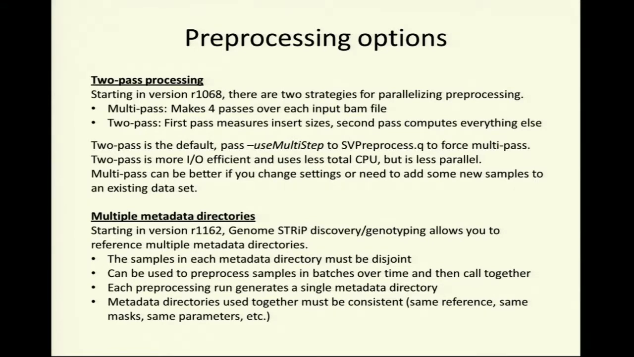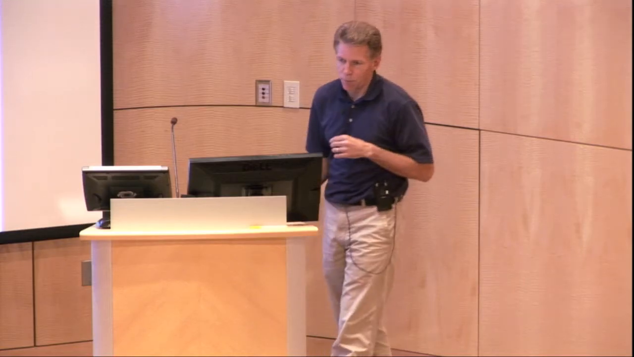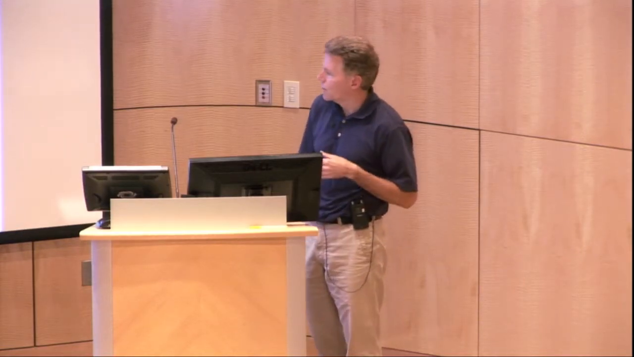Another new feature we've added recently is that you can now use multiple metadata directories. Each preprocessing run will create a single metadata directory. But if you wanted, for example, to preprocess your samples in batches and then combine all those batches for discovery and genotyping, you can simply pass multiple metadata directories in. You don't have to take 1,000 samples and 1,000 samples and then put them all together and rerun preprocessing on the 2,000 together.